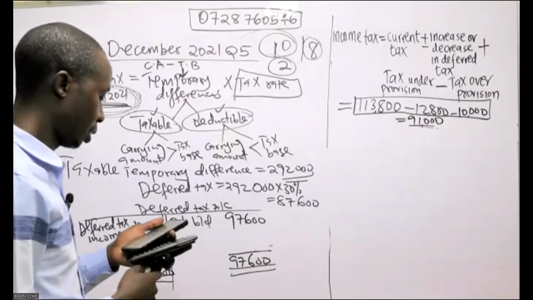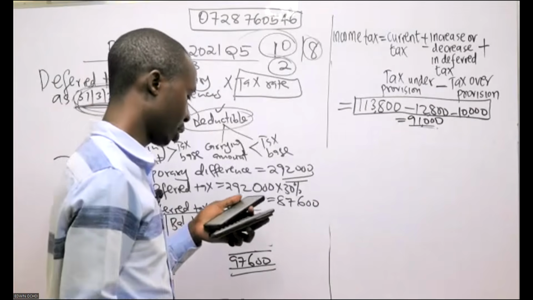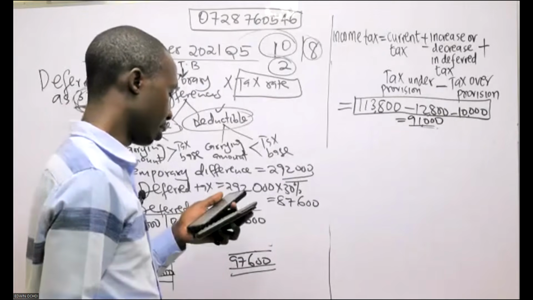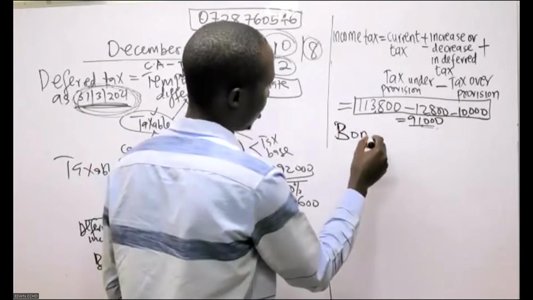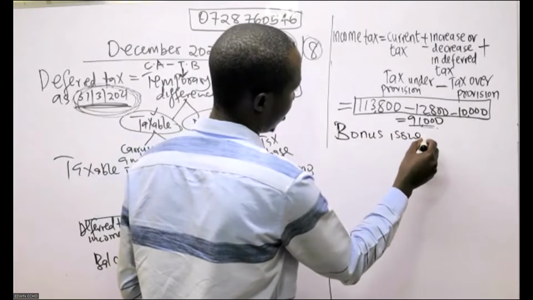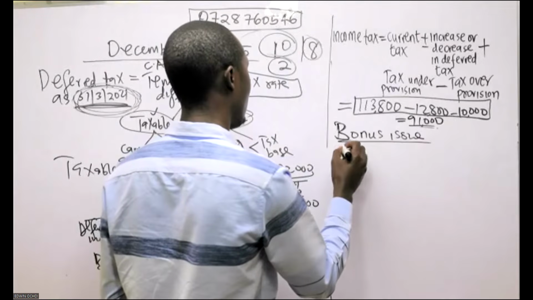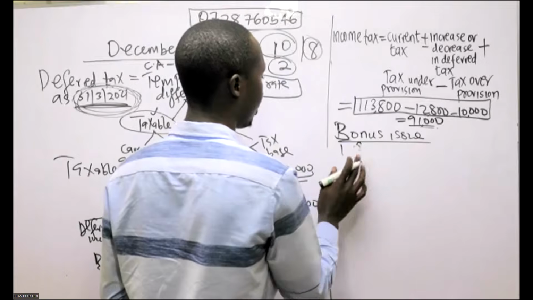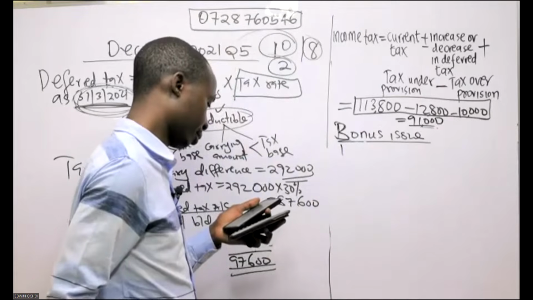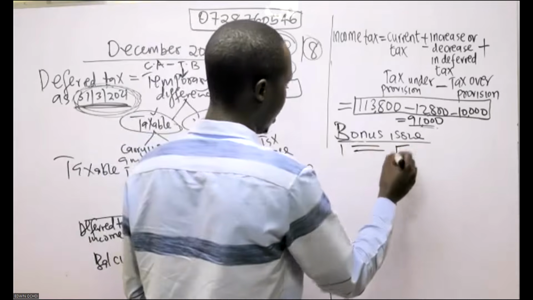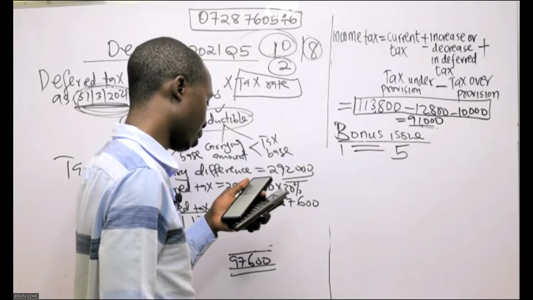The last thing to be done, there is additional information number 4. Then we do the statement of expense allocation. So Boab Limited made a bonus issue, 1 for 5. Bonus issue, which has not yet been recorded in the books of account.